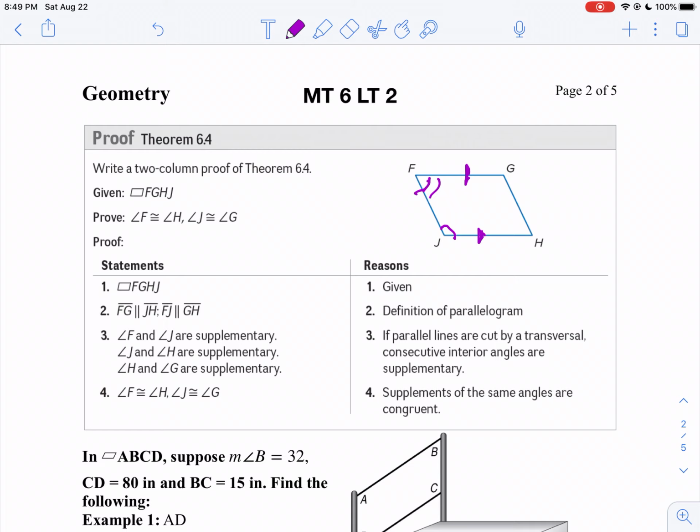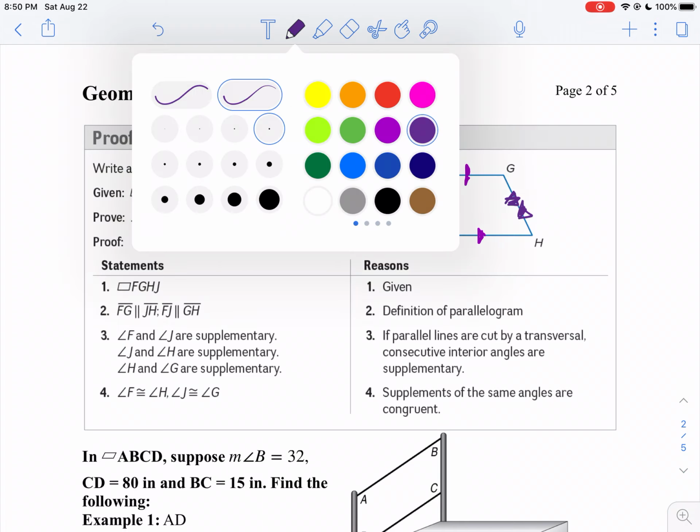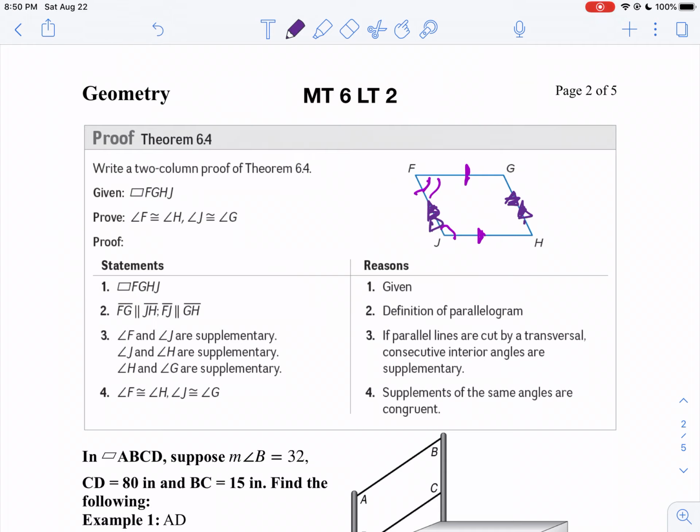And then I'm going to turn around and use the other pair of opposite sides being parallel. Well, that means angle J and angle H are now supplementary. And we know angle H and angle G are going to be supplementary. Therefore, by the supplements theorem, if two angles are supplementary to the same angle, they're congruent. So then you have angle F is congruent to angle H.